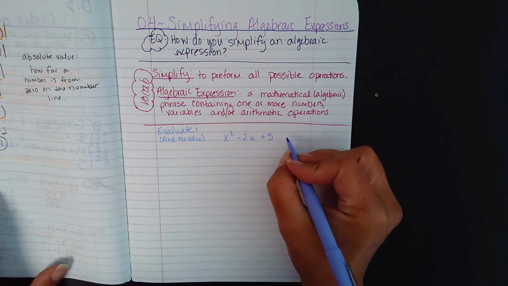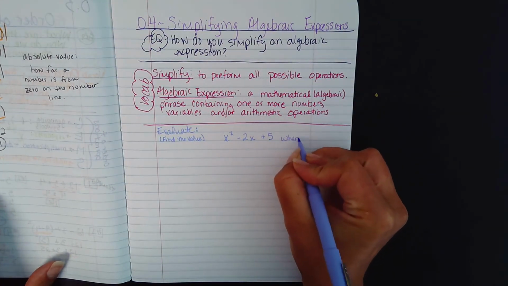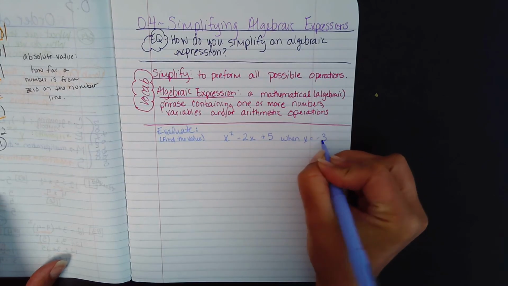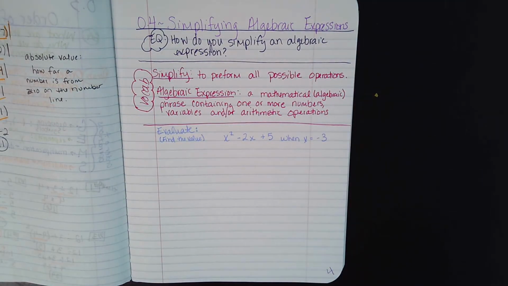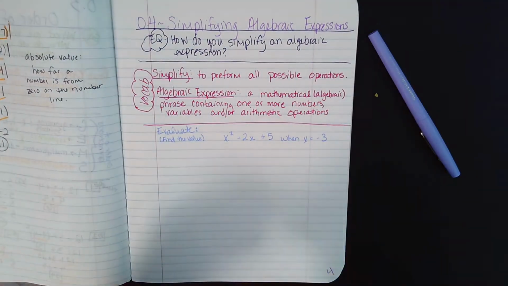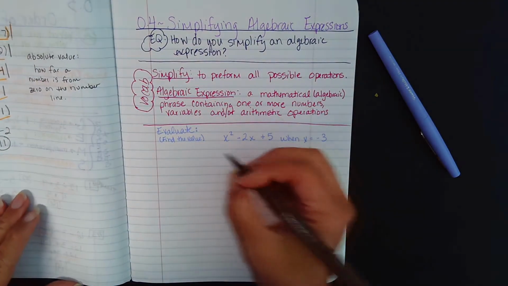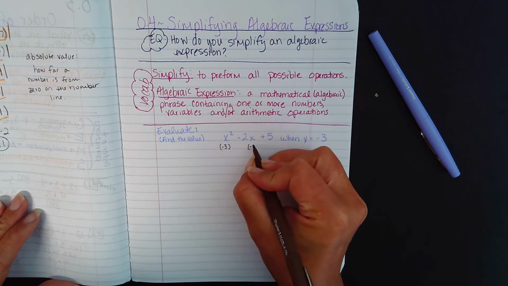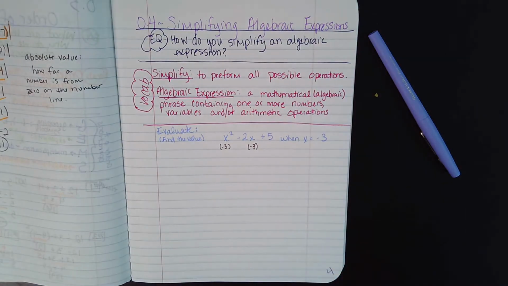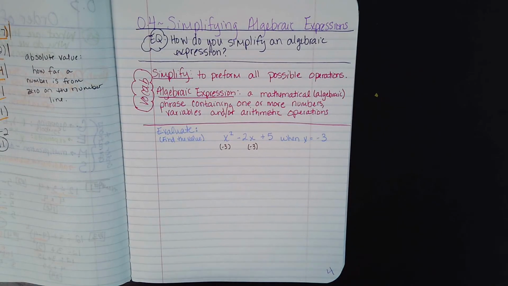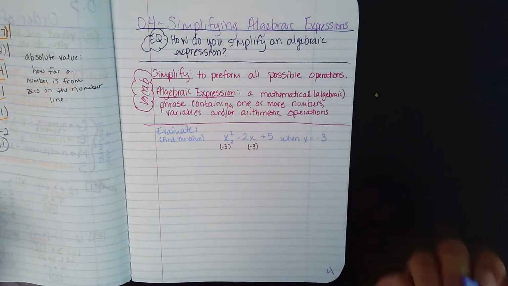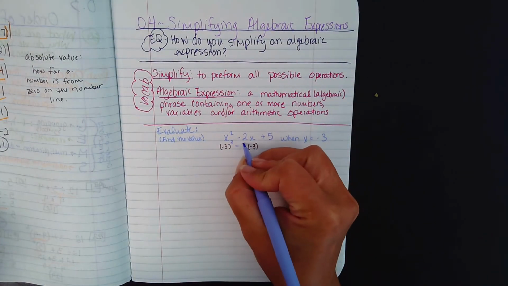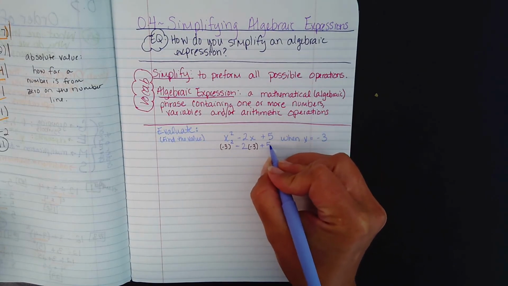But what if I tell you that x equals -3? Well, now that I know the value of x, I can plug that in. So my next step, I'm going to use a different color so I can kind of show the substitution. Everywhere I see an x, I am going to put a -3. And I always put it in parentheses so that I can kind of show that that is the value that's being substituted and it's being grouped together. The (-3) squared minus 2x plus 5.